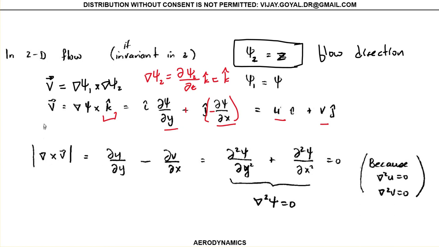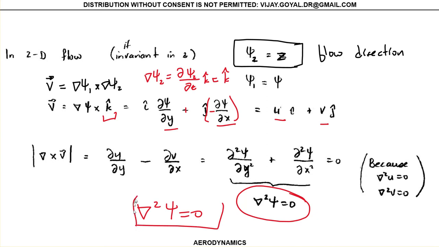So if I was going to just take the gradient of this, and the absolute value for this, then what I would get is the same thing, something similar to what I had for potential flow. But this is for streamlines, okay? This is not the potential function. This is the streamline function.